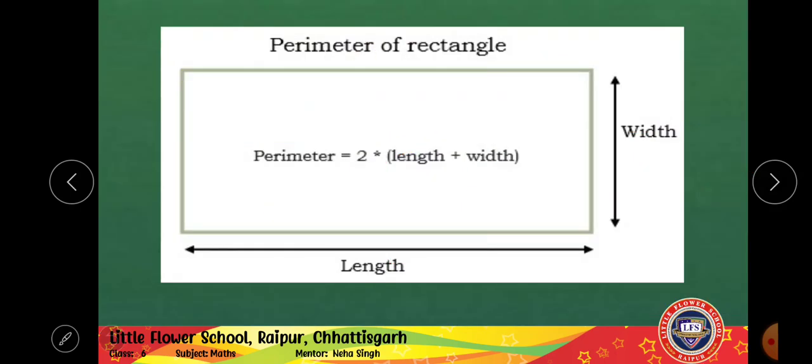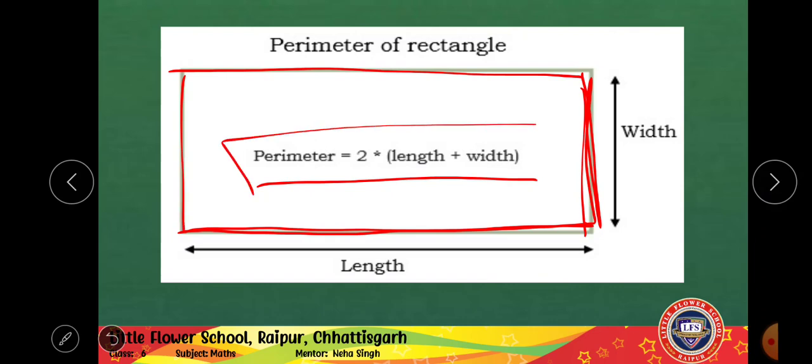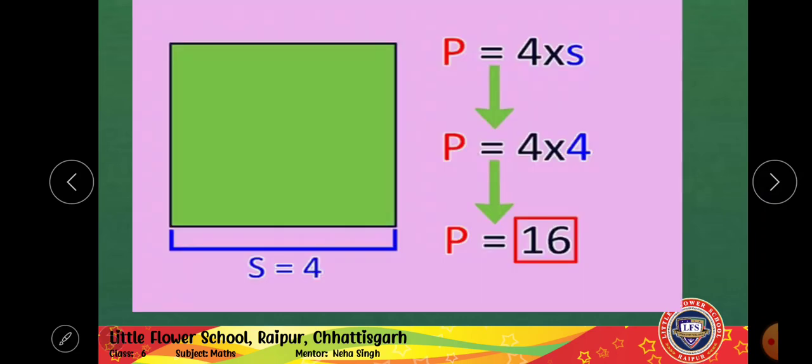Okay, so now perimeter of a rectangle, what will it be? See, this is the length of the rectangle, this is the width or the breadth of the rectangle. What will be the formula? Twice of length plus breadth, right? See, two lengths we are getting, and these are the two breadths. For finding the perimeter, the formula we'll be using is twice of length plus breadth.